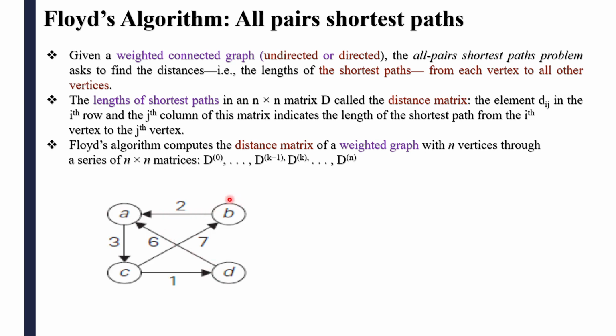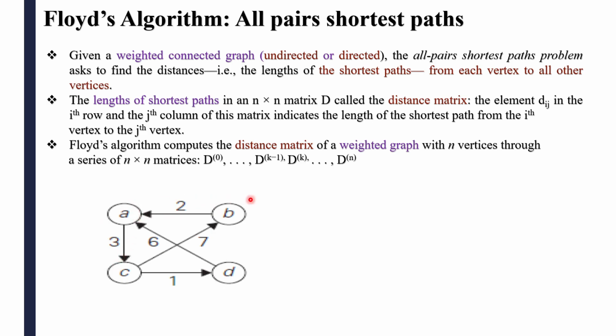And in the same way I have to find the shortest path from B to A, B to C and B to D. In the same way C to A, C to B and C to D, and D to A, D to B, D to C. It means from every vertex we need to find a path to all the other remaining vertices here.